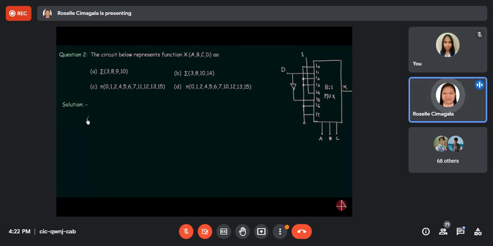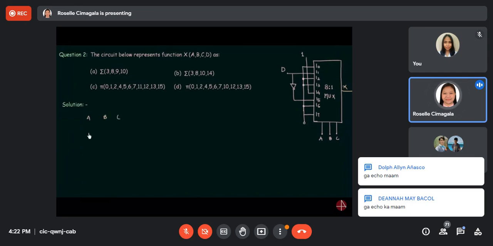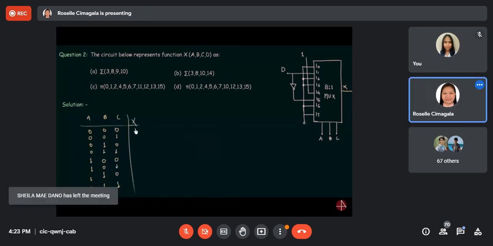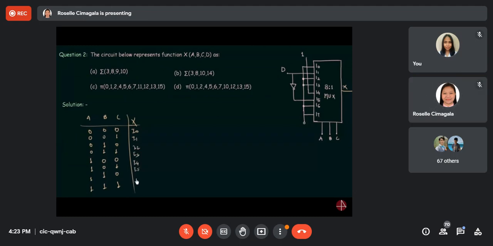When there are 3 selector variables, we are having 8 possible combinations. So let's make them quickly. Zero one zero one zero one zero one. Okay, and the output is x. So the inputs are simply I0, I1, I2, I3, I4, I5, I6, and I7.